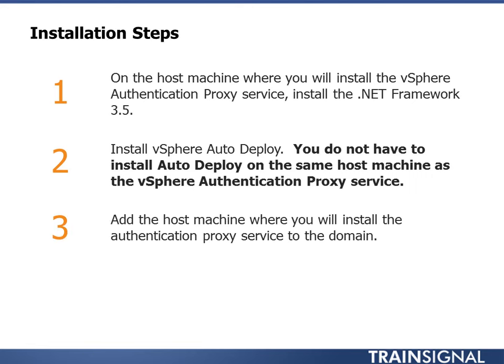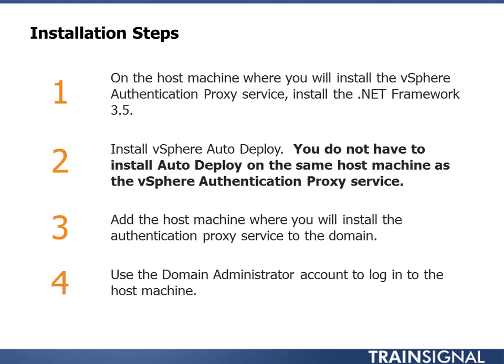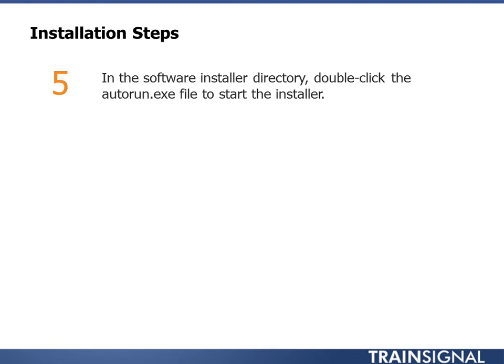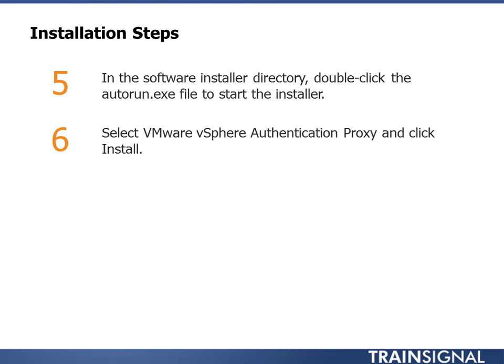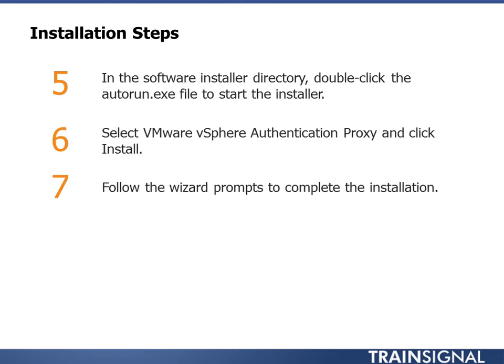Add the host machine where you install the authentication proxy to the domain, and then use the domain administrator account to log into that host machine. 5, in the software installer directory, double-click autorun. So what they mean by that is go run autorun off your vCenter install files. It's listed as an option in the installer for vCenter where you do Update Manager and all the other stuff. You'll see authentication proxy. Then you select vSphere Authentication Proxy and click Install. Follow the wizard to complete the install.